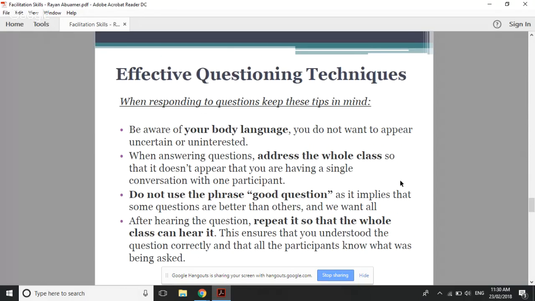So you always need to, not always, but make sure that the whole class has heard the question. You could do that by repeating the question of the participant and make sure that you grab the class's attention before you start answering the question.